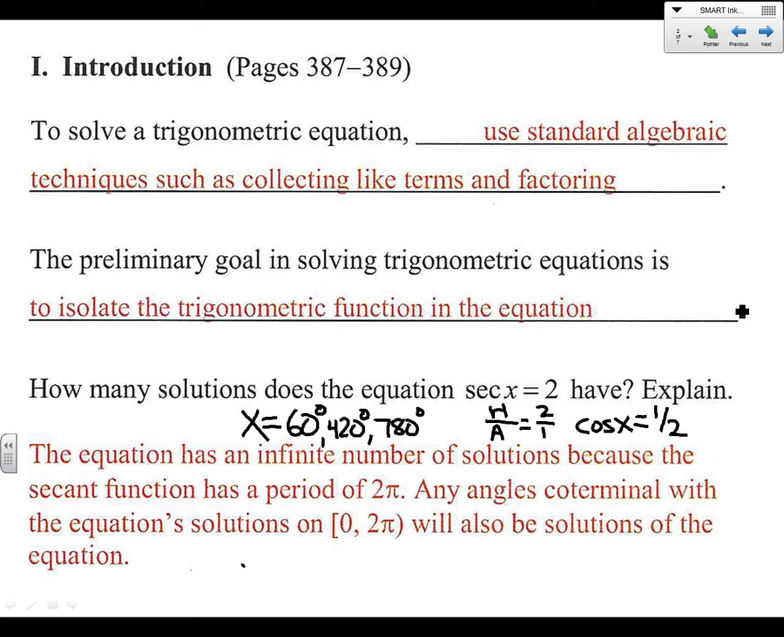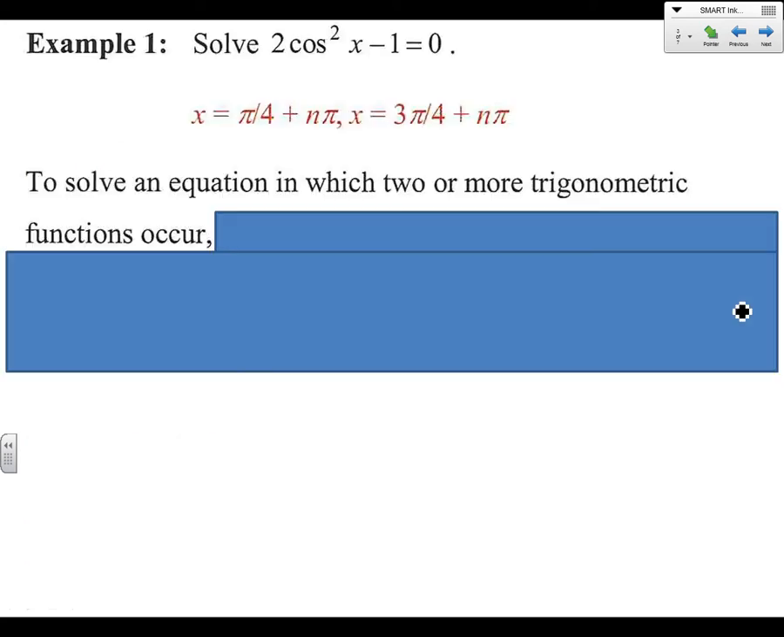So what we're typically going to write is x equals 60 degrees, if we're in degrees, plus 2 pi n, a full circle, meaning we can add 1 circle, or 2 circles, or 3 circles, or 4 circles, as many as we want.